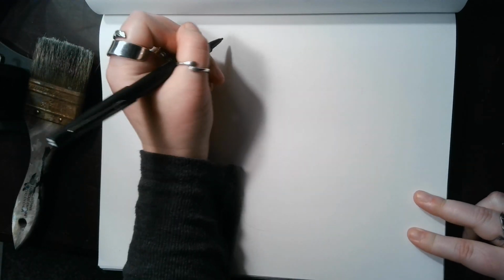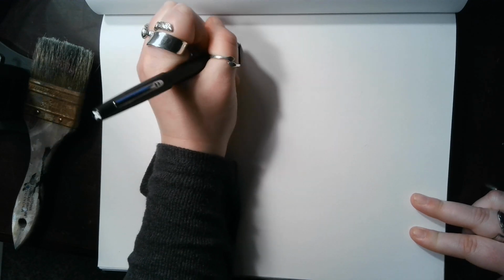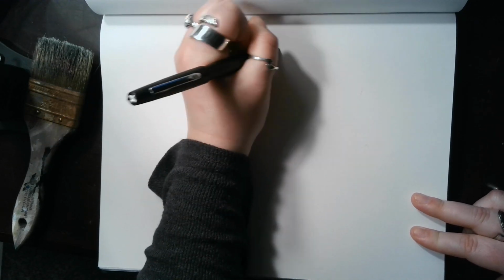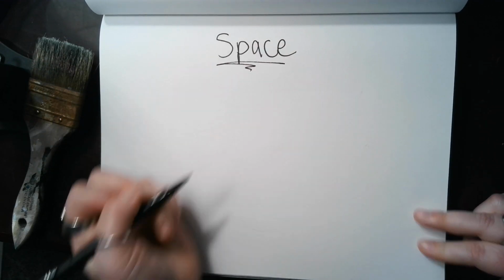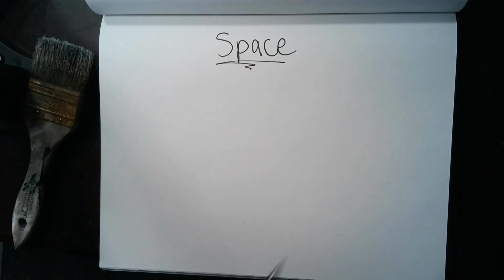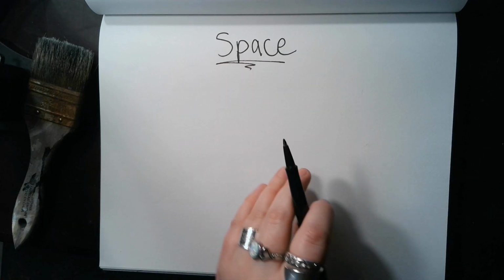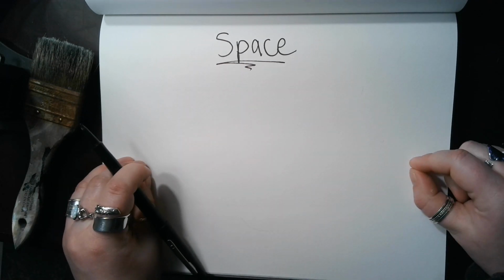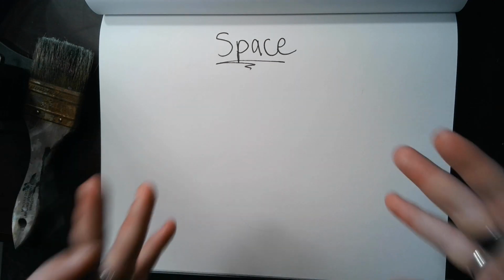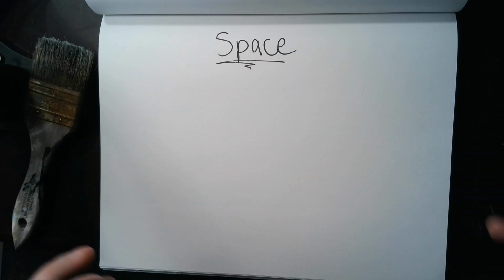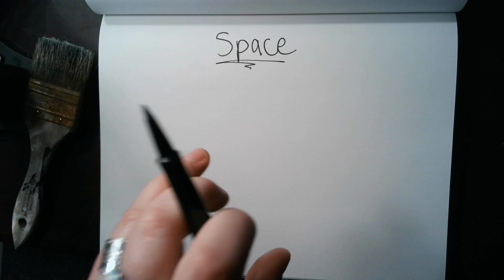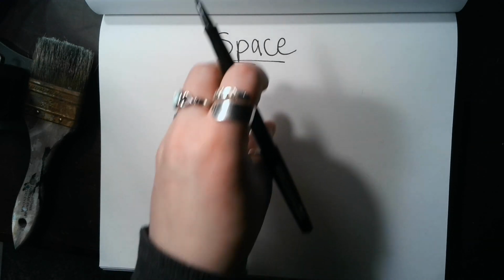Okay, for this art technique, we are going over how to create space in an artwork. When we talk about creating space, we are talking about taking this blank page and making it come to life, making it 3D, giving it a foreground, a middle ground, and a background.